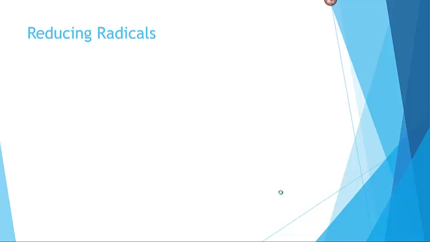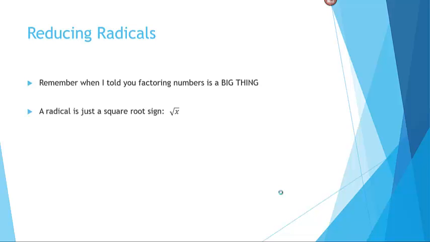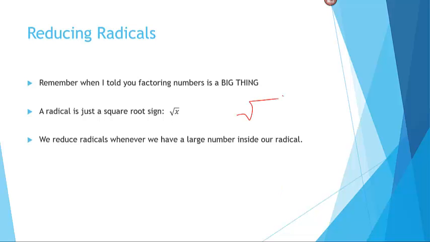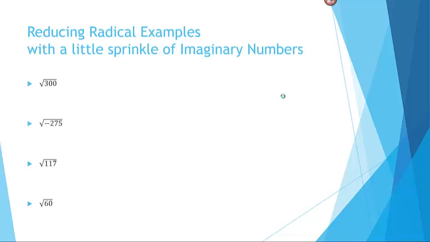Alright, so reducing radicals. Remember when I told you that factoring numbers is a big thing? Well, factoring numbers is going to come into play right now. A radical is just a square root sign. We reduce radicals whenever we have a large number inside our radical, and when that large number doesn't reduce to a whole number. Such as 300. How would we reduce that?